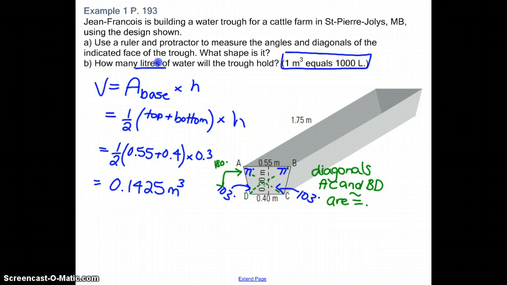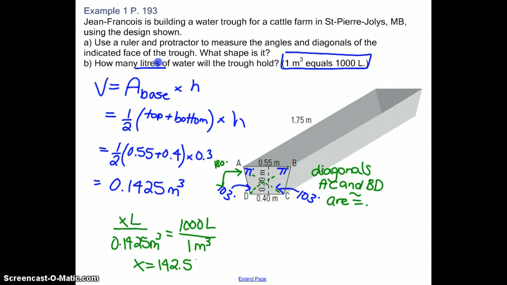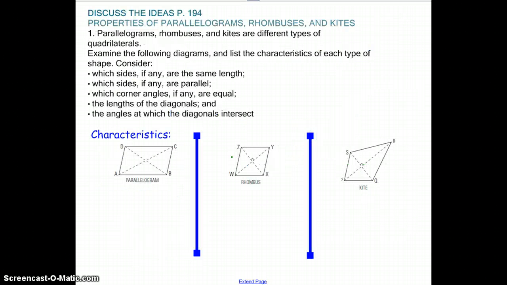Cross multiplication, so proportional reasoning. Great. So we want to figure out how many liters 0.1425 meters cubed is. And we know that 1,000 liters is the same as 1 meter cubed. So when you cross multiply, you'll find that X is 142.5 liters.